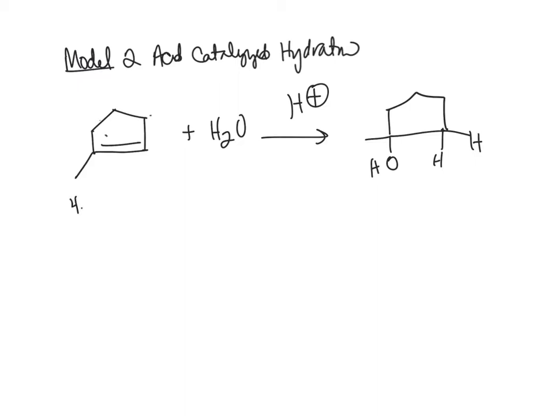Now, question 4A. In the reaction shown in Model 2, which reagents are reacted with the alkene? Okay, so the first one is H plus and water. So you're going to see the H plus is here. This is where your acid goes. And then the OH from water adds here.